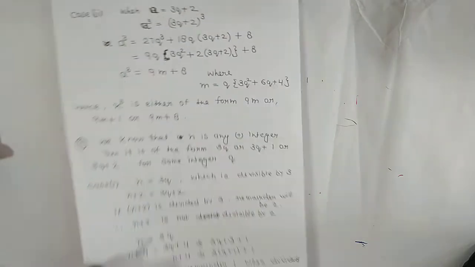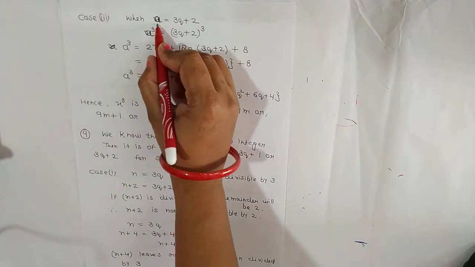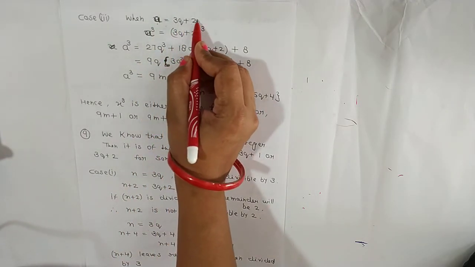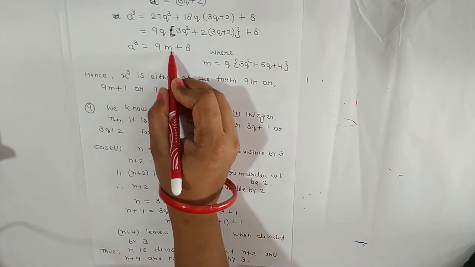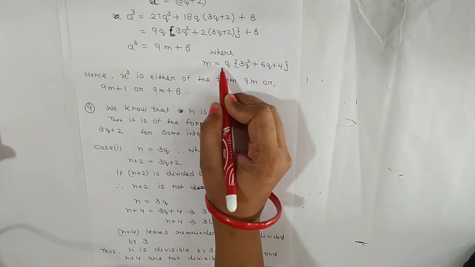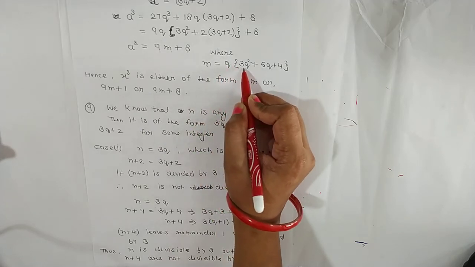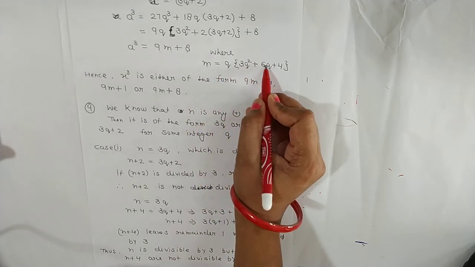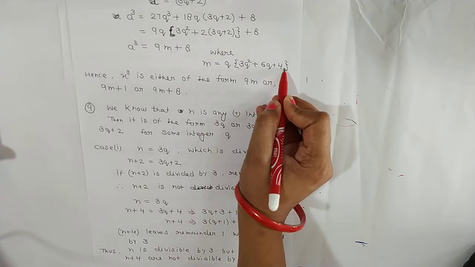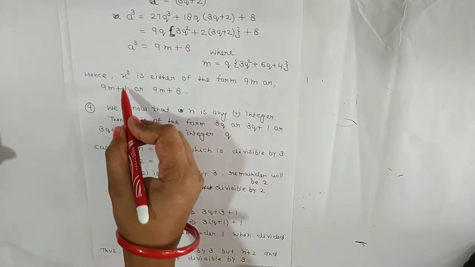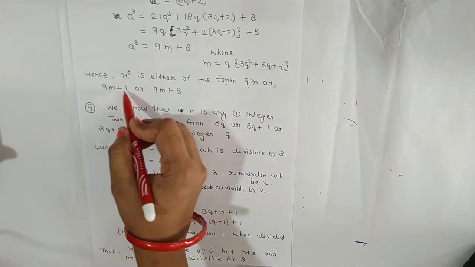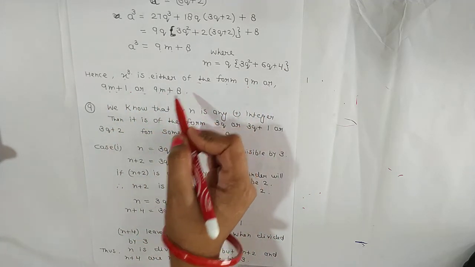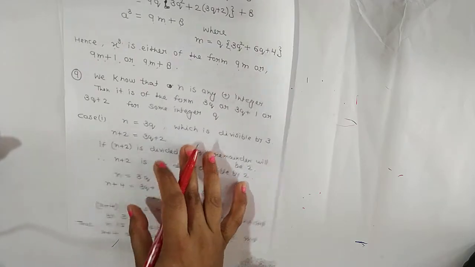Okay, now the third condition is when a is equal to 3q plus 2, find its cube. So the final answer will be 9m plus 8, where m is equal to q(3q² + 6q + 4). Okay, so we can say that x cubed is either of the form 9m, or 9m plus 1, or 9m plus 8. Now move on to the next question.